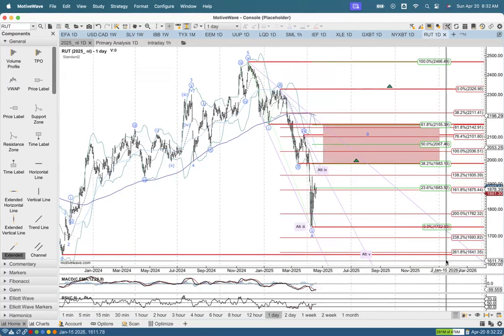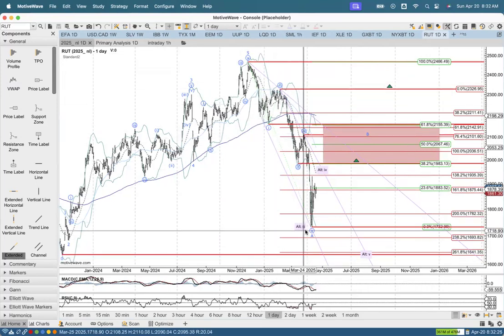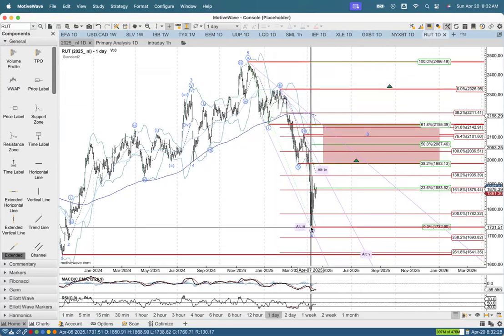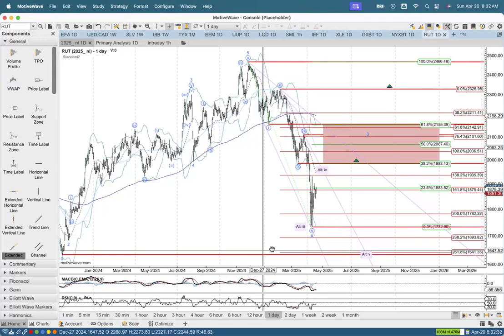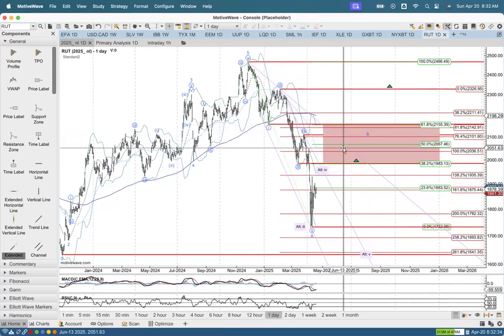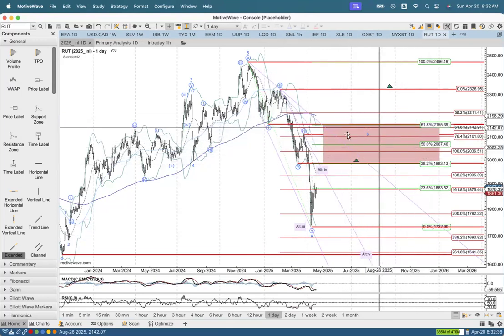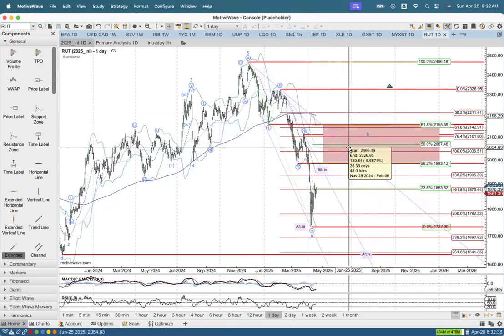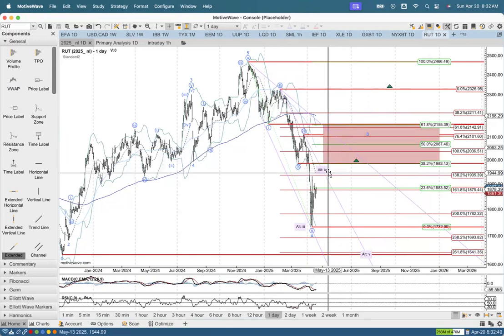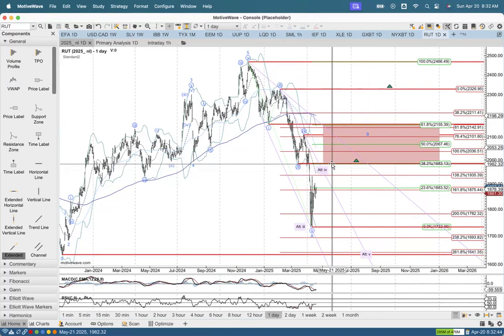The main question that I have in Russell is whether this was all of the immediate decline, in Elliott wave speak, an impulse down, in which case we should be seeing a higher bounce reaching the red resistance area. So the red resistance area is 1984 to 20, what is it?